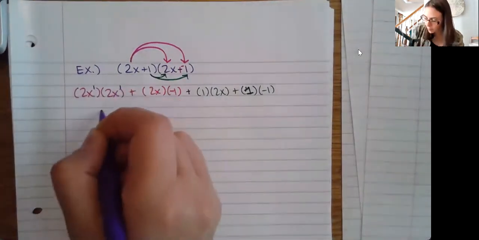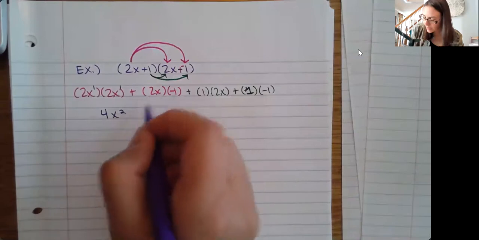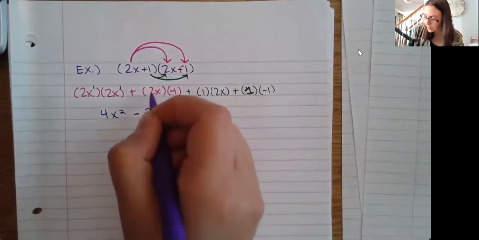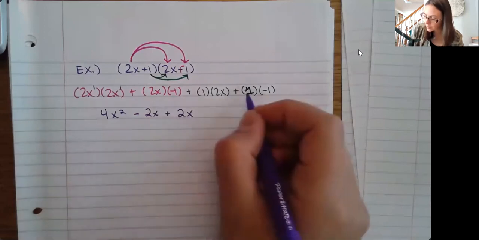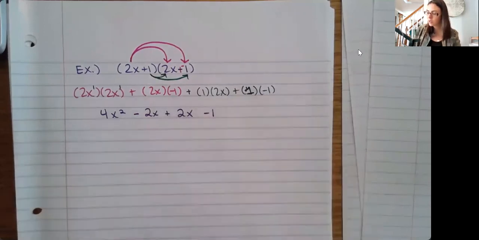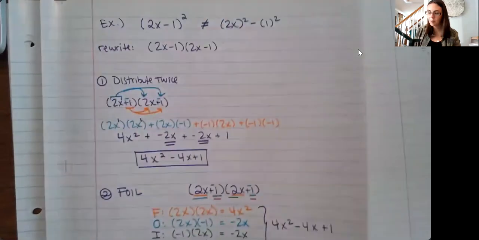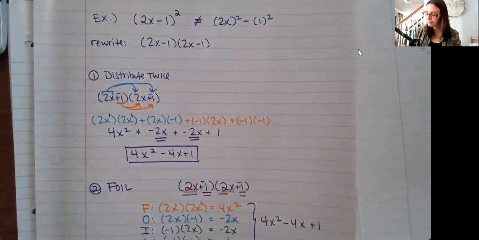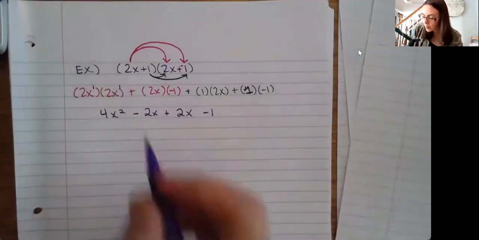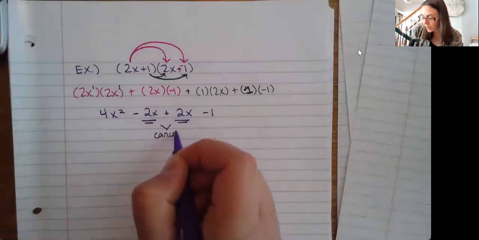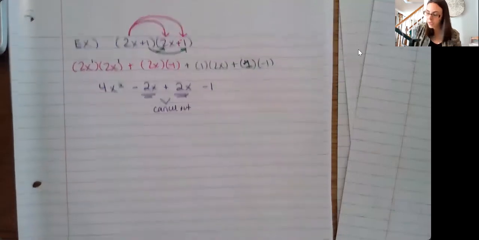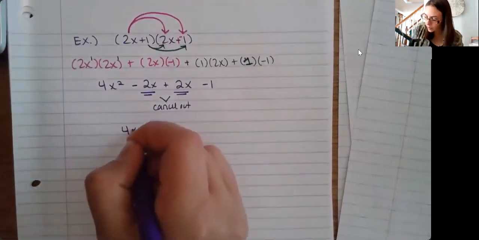So here I have 4x squared. Here I have -2x because 2 times -1 is -2. Here I have positive 2x, and then 1 times -1 is -1. So you can see it's similar to our last example, but not quite exactly the same. And when I go to combine my like terms in the middle, these end up canceling out, right? -2 plus 2 is 0. So I end up with 4x squared minus 1.